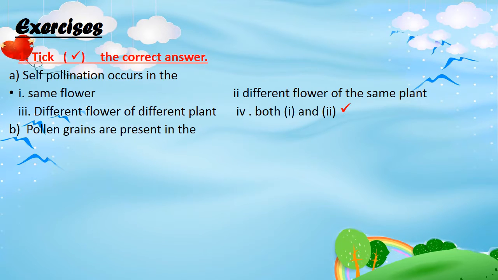Part B is pollen grains are present in the, we have to write down which part is containing pollen grains in the flower. First is filament, number 2 anther, number 3 style, and number 4 ovary. So anther will be the correct answer.